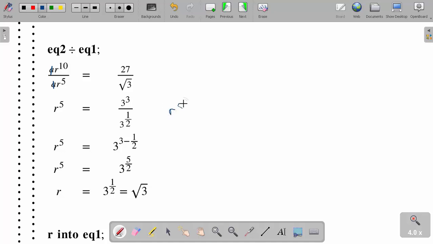R power 5 equals 3 power 5 over 2, the same as 2.5. So to get my r, I power both sides by what? By 1 over 5. So I say power 1 over 5. This side, because I have now 3 power 5 over 2, then power 1 over 5.